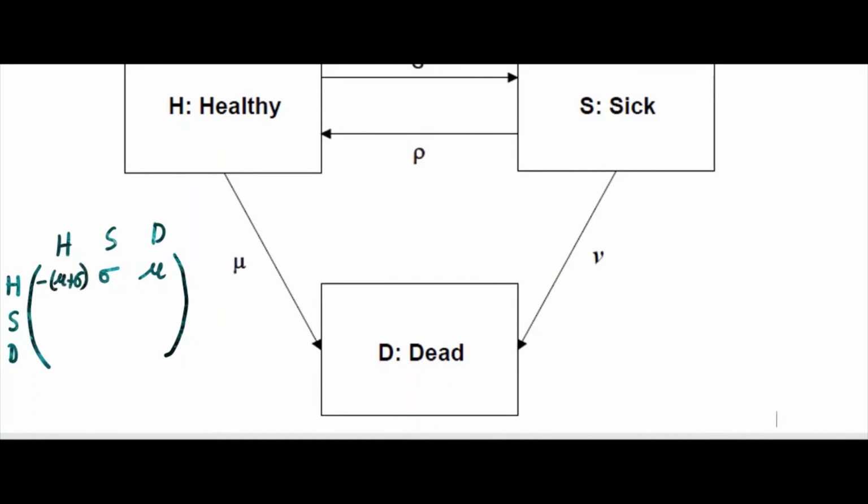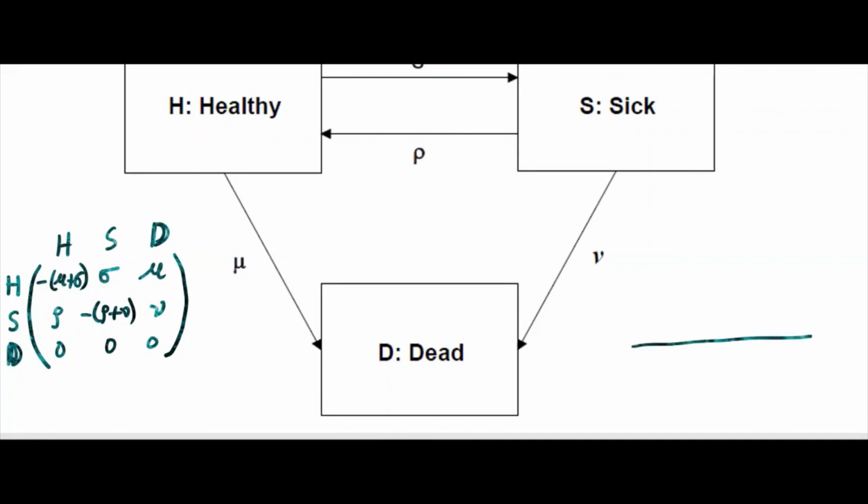Then similarly, sick to healthy is given, that is rho, and sick to dead also given, nu, so minus rho plus nu. Similarly, dead to healthy is not there, this is not there. Again, if you sum up all the things, it's 0. What is the meaning of D2D? If you think in terms of probabilities, it should be 1. Someone is dead, the probability that after one time period someone will be in the dead state is 100%. But what is the rate of change? That is 0. The probability is 1, but the rate of change is 0.